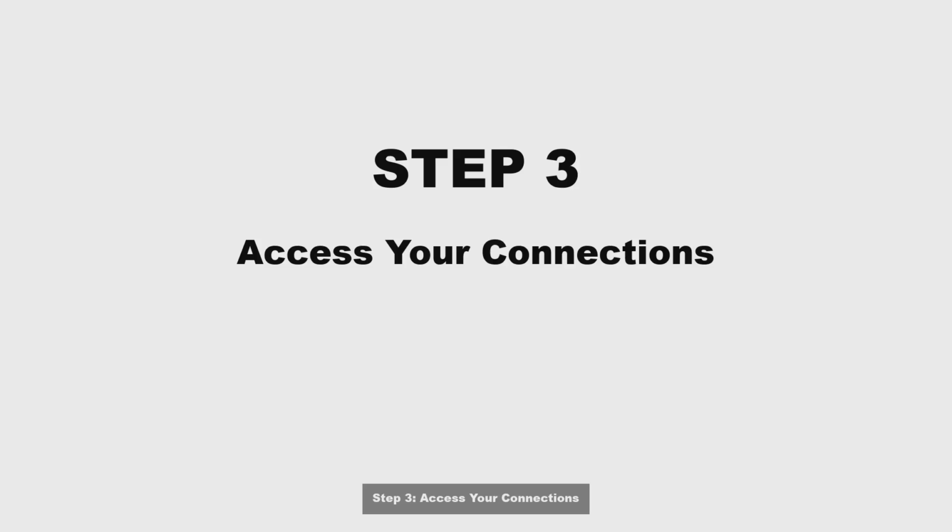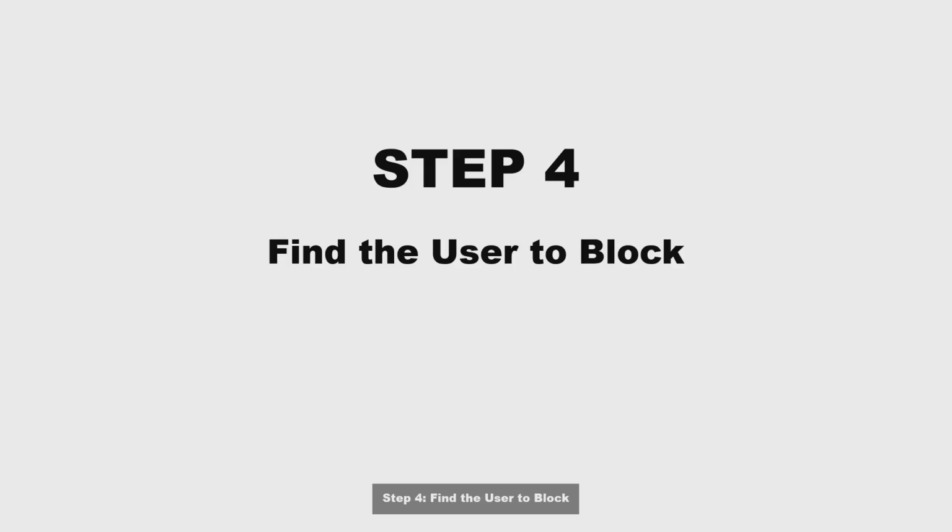Step 3. Access your connections. In your profile, look for a section labeled Connections or Friends. Click on this section to view your current connections. Step 4. Find a user to block.